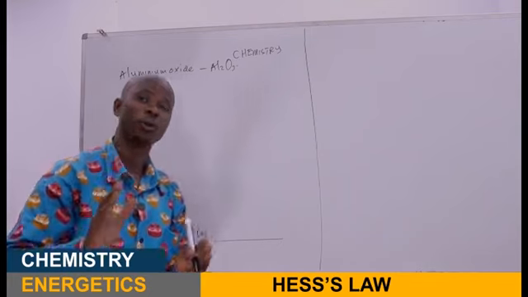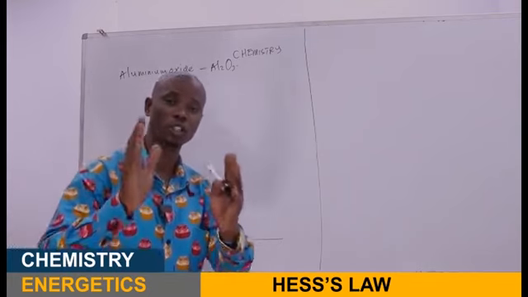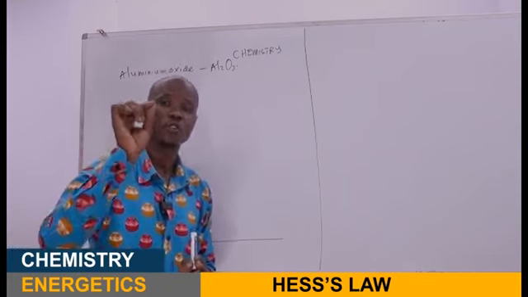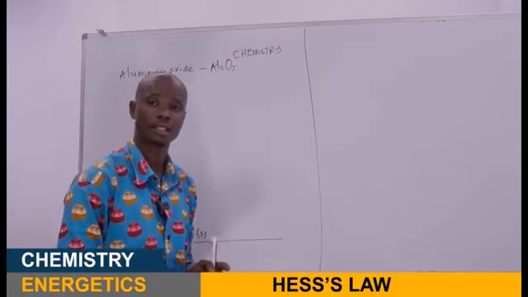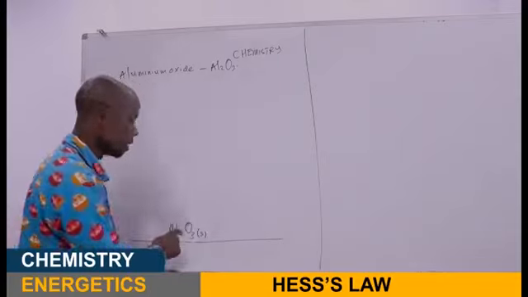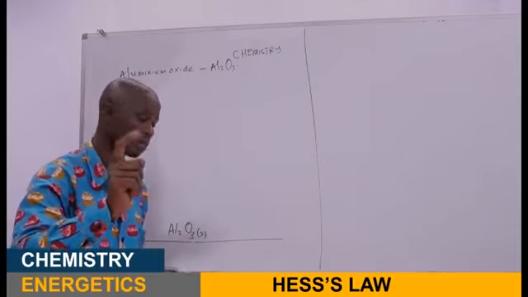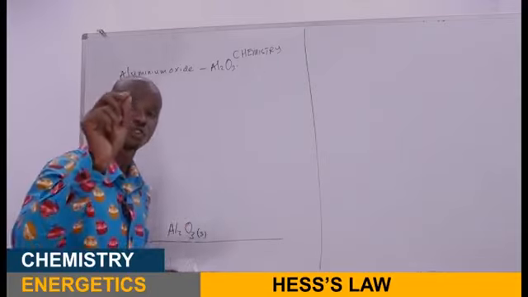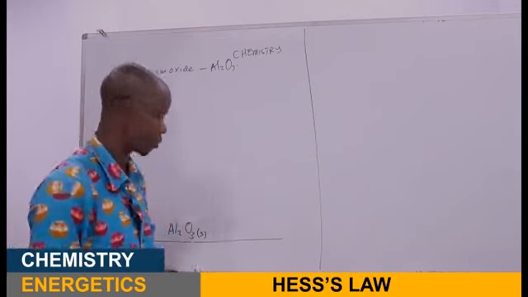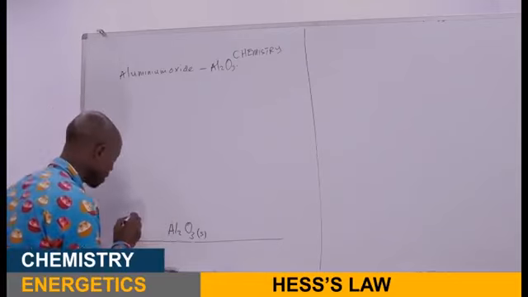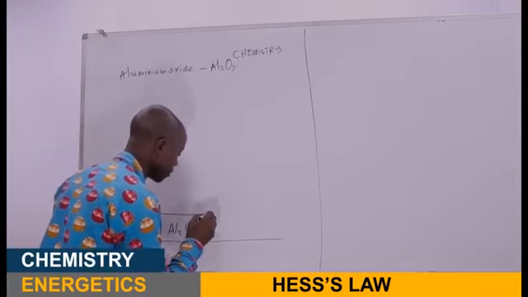But when we talk about enthalpy of formation, the formation of a compound, the elements which make that compound should be in the pure standard state. The pure standard state of aluminum is solid because it is a metal. The pure standard state of oxygen is a gas, a diatomic molecule, because it is a non-metal. So you write these elements at the top of this one.